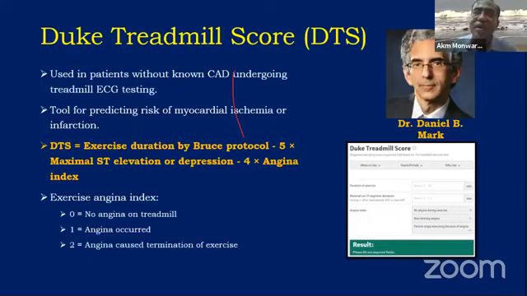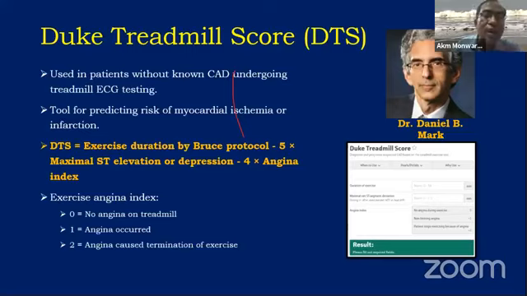This is another very interesting and also very simple scoring system. At first, this may be to some extent cumbersome because we do not practice this. But if we practice this, this is a very good and simple one. Most of the machines have an automatic setup for calculating the Duke treadmill score. If you give this input, the machine will automatically give you a score. The Duke treadmill score is used in patients without known coronary artery disease undergoing treadmill ECG testing. And this tool is for predicting risk of myocardial ischemia or infarction.